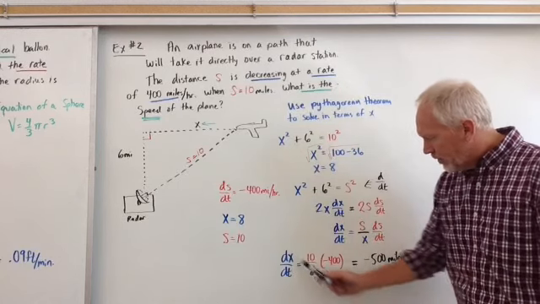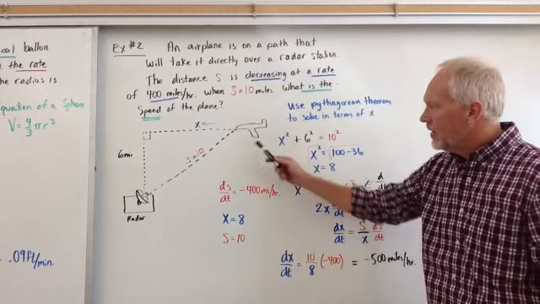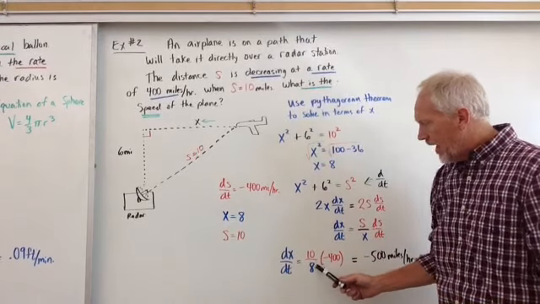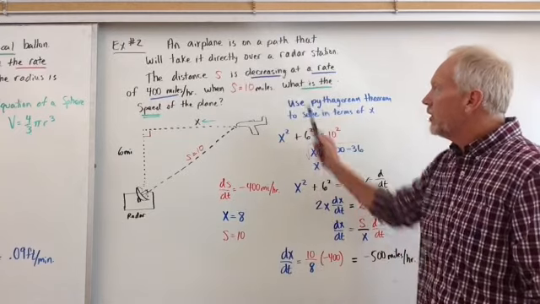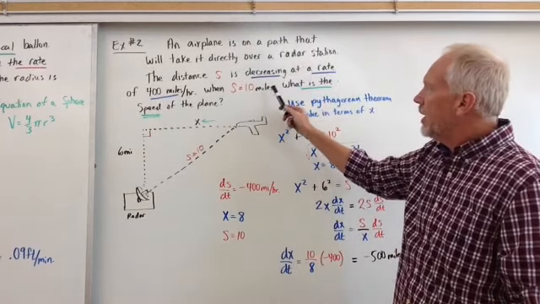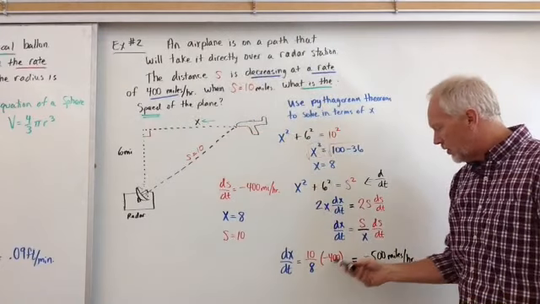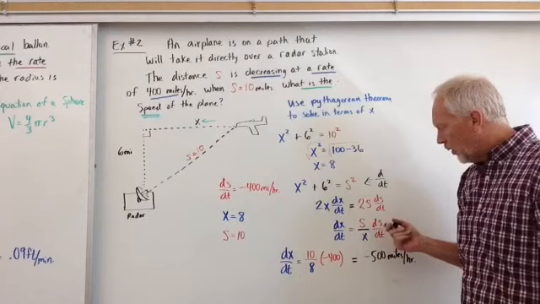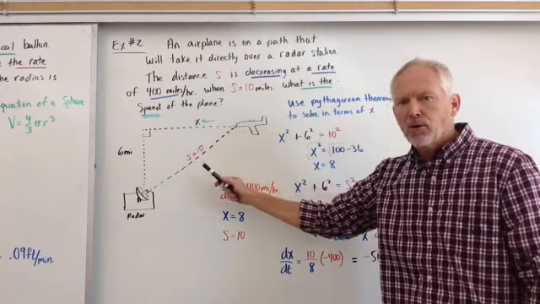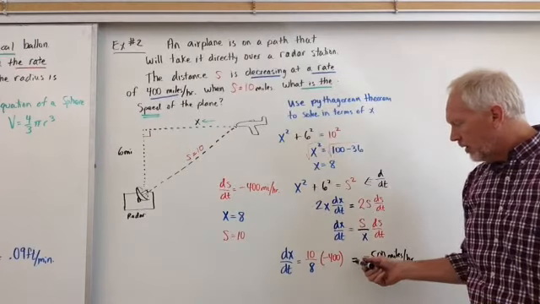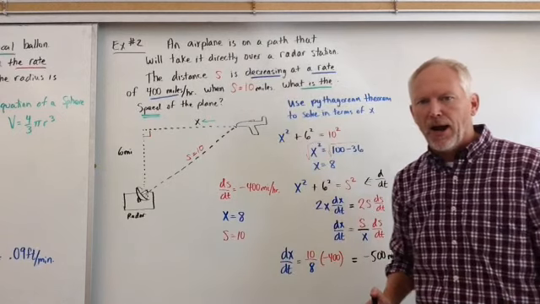Now, we can do that. We get dx/dt is equal to, we substitute the information in, we know that s is 10, that's what they gave us. 8 we found, the x is 8. And they told us the distance is decreasing at a rate of 400 miles per hour in this hypotenuse direction. So when we multiply these, we will get negative 500 miles per hour.